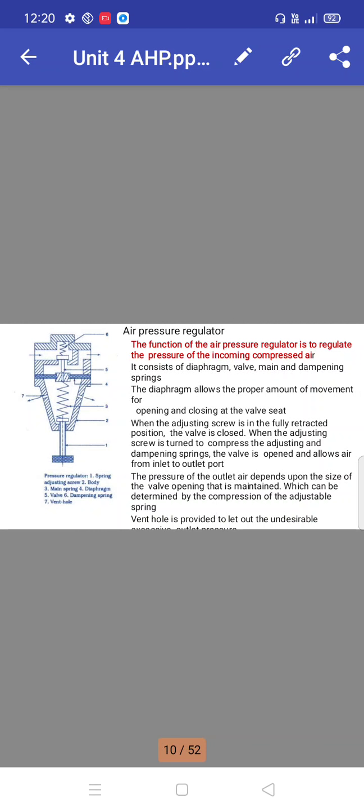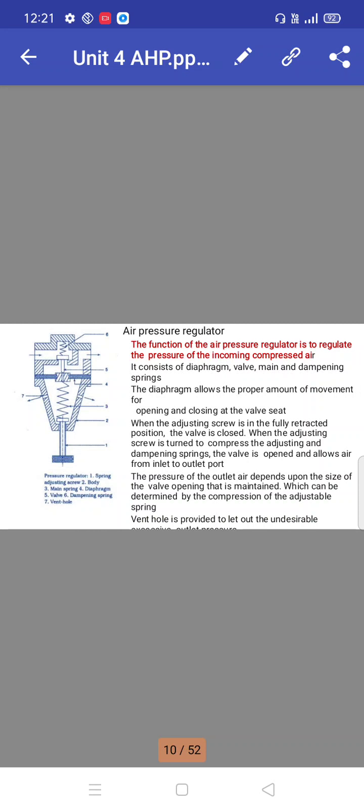Air pressure regulator. The function of the air pressure regulator is to regulate the pressure of the incoming compressed air. It consists of diaphragm, valve, main and damping springs. The diaphragm allows the proper amount of movement for opening and closing of the valve seat. When the adjusting screw is in the fully retracted position, the valve is closed. When the adjusting screw is turned to compress the adjusting and damping springs, the valve is opened and allows air from the inlet to the outlet port.